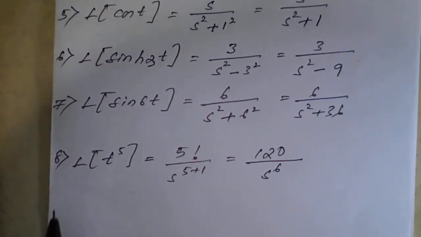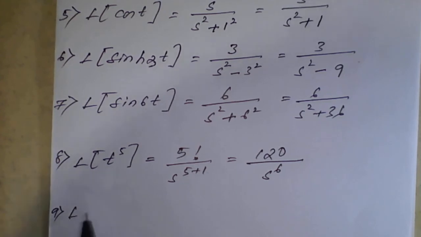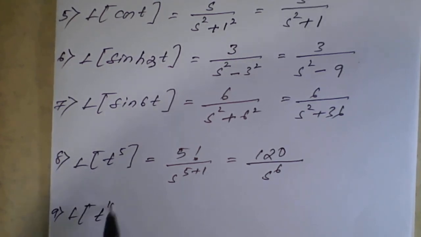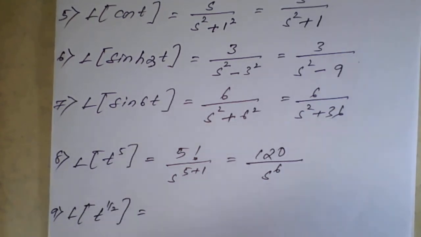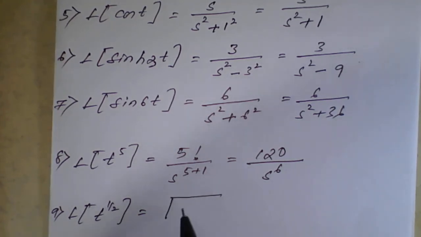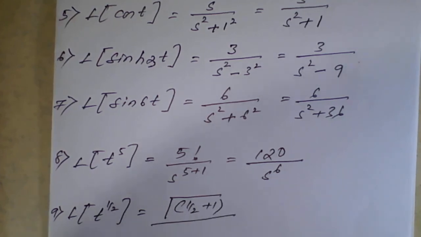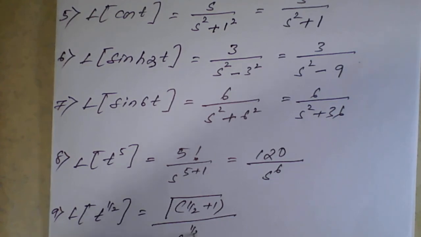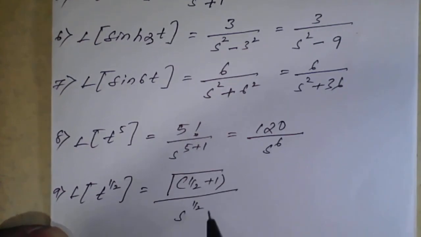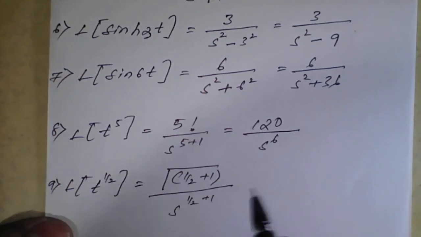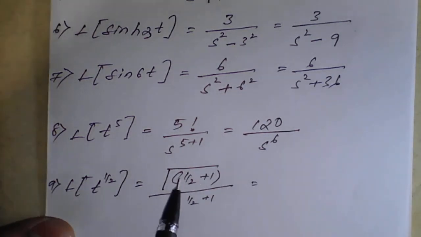Next I will take Laplace of t raised to 1 by 2. This is a fraction. At that time it is gamma of n plus 1, where n value is 1 by 2, so 1 by 2 plus 1, divided by s raised to 1 by 2 plus 1. To simplify, it will become gamma.